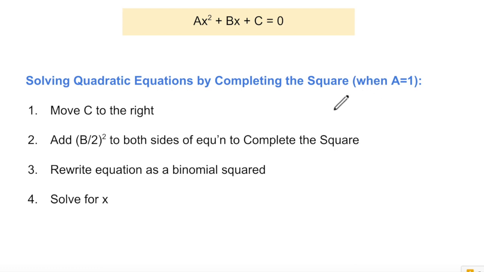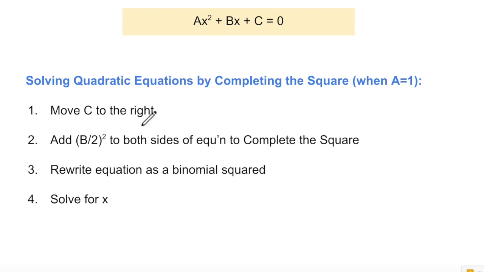First, this process applies when a is equal to 1, or in other words, the coefficient of the x squared term, there isn't a number there, it's just an implied 1. And we're going to add one additional step when we have some non-1 value for a. So first let's figure out how we do this when a is equal to 1.